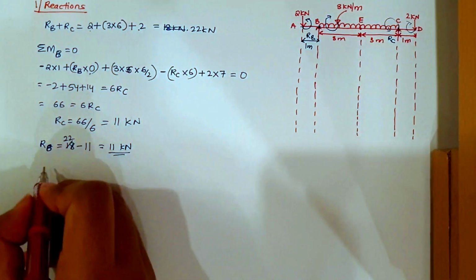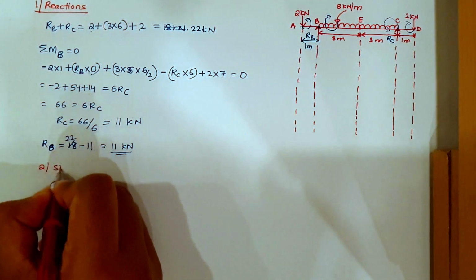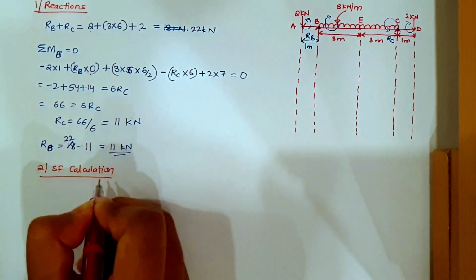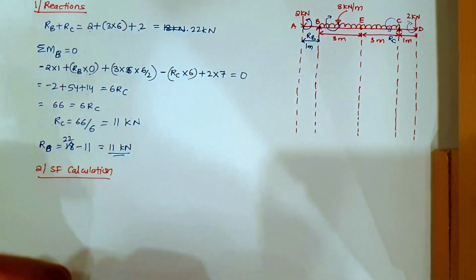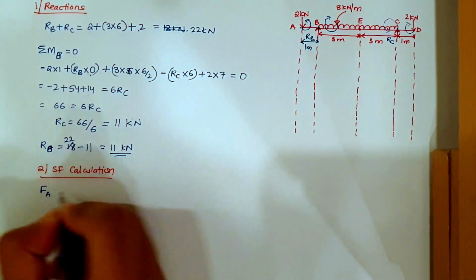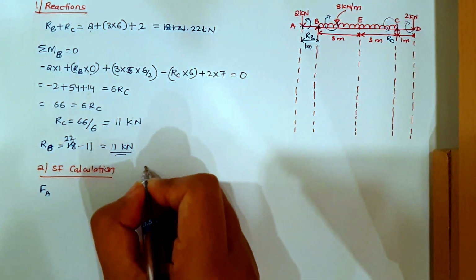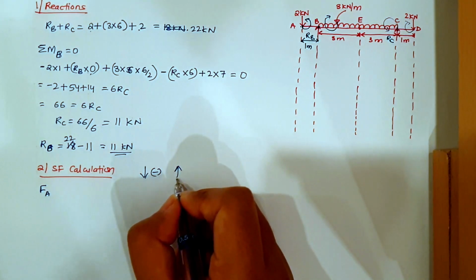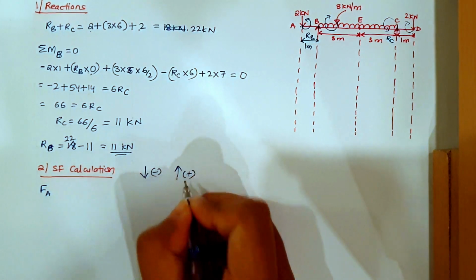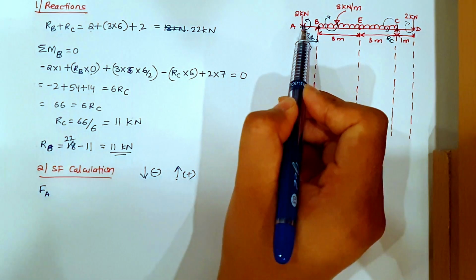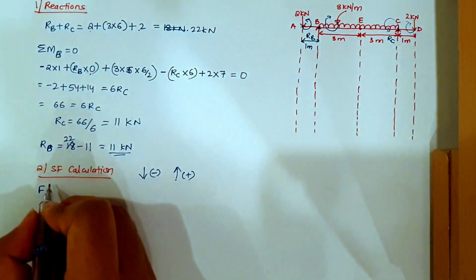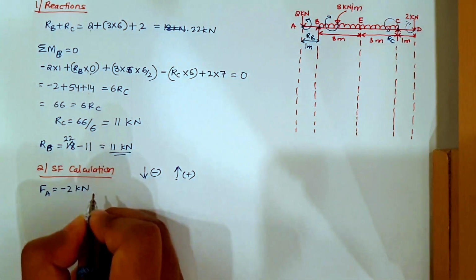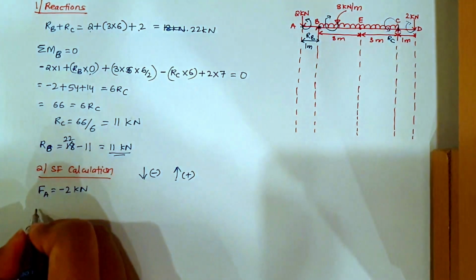Now let's find shear force. Shear force calculation. So I have force at A. Remember, whatever force comes from top to bottom is minus, and which goes from bottom to top is plus. So at A, I have a force coming from top to bottom, so it is minus 2 kilonewton directly. Now let's find force at B.